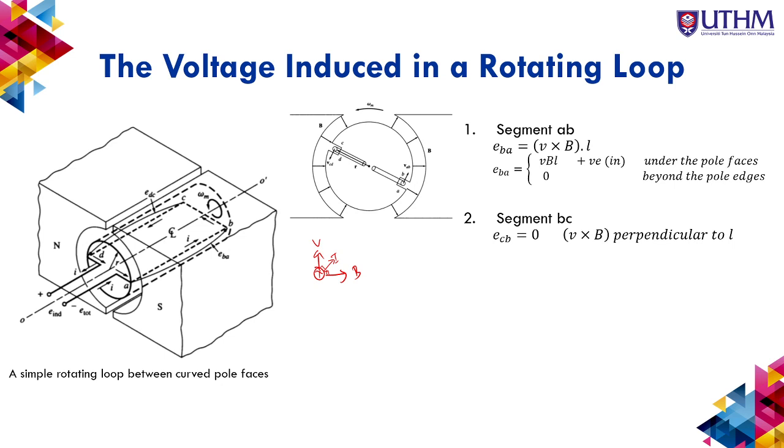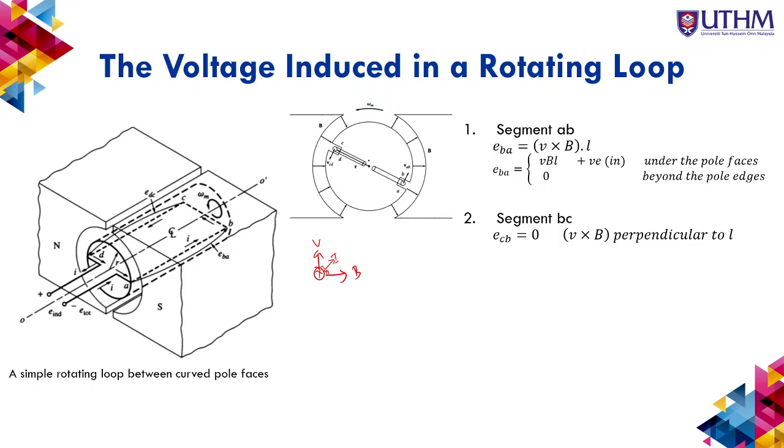Now segment BC. From here the point of view is a little bit difficult to draw, so the simplest way is we just look over here. BC actually is in the same direction as the B.